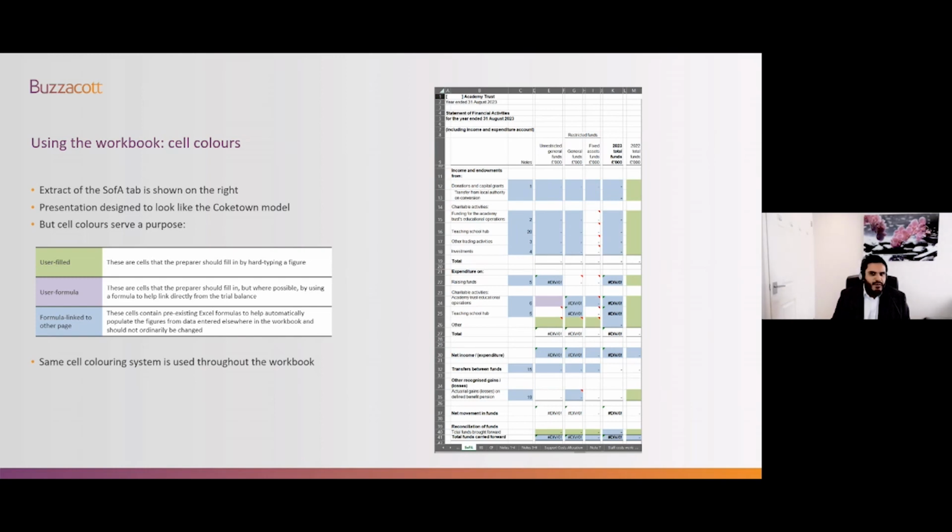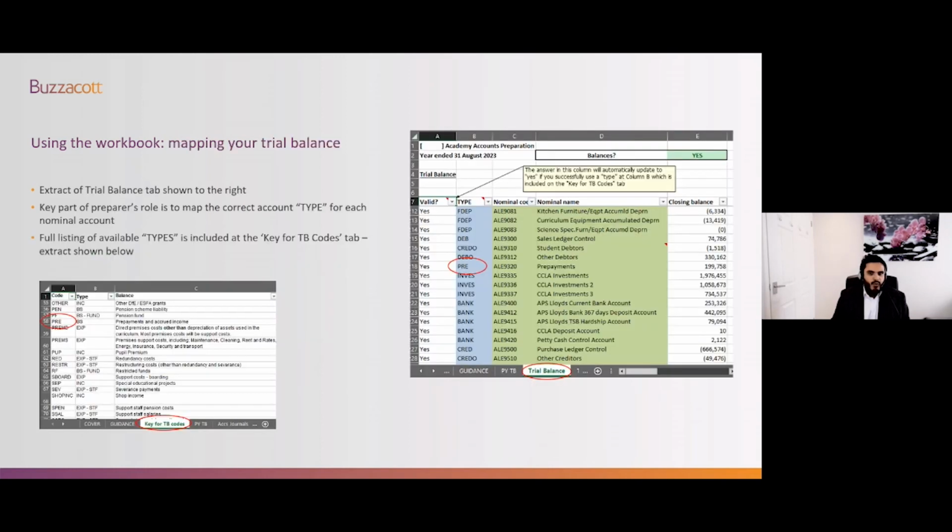So how is it that the numbers are populated, and where do the figures in the blue cells come from? If we move on to the next slide, we'll see the main tab within the workbook, which will drive where the numbers are spat out to the relevant areas of the accounts, the trial balance tab. So the screenshot on the right of the slide in front of you shows an extract of a trial balance tab that's been partially completed.